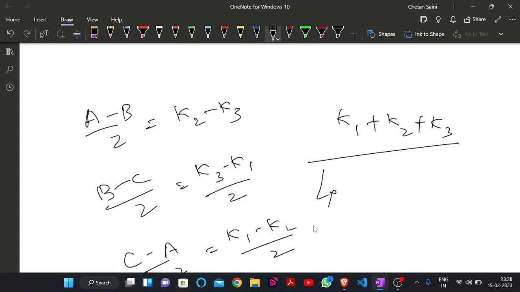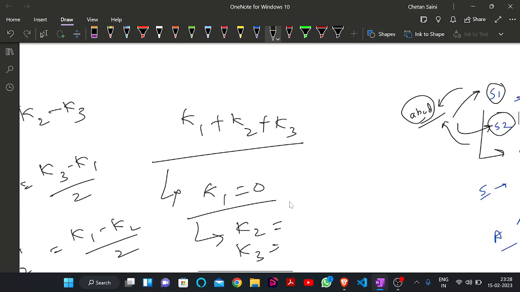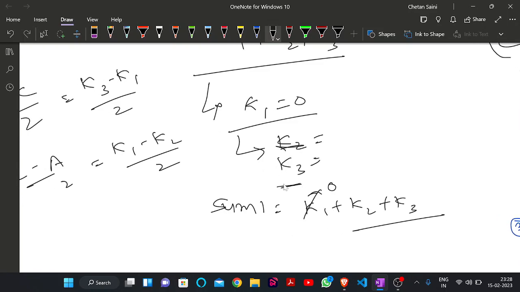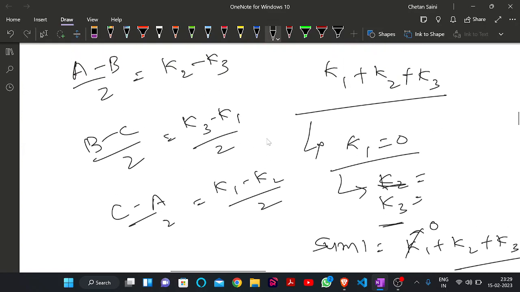So we can make a guess: if we make K1 equal to 0 and then calculate the values of K2 and K3, then what will be the count of operations? That will be K1 plus K2 plus K3. K1 is 0, so that will be K2 plus K3. We will calculate the values of K2 and K3 from these two. K1 is already 0, so we will get the value of K3 from this equation and the value of K2 from this equation.